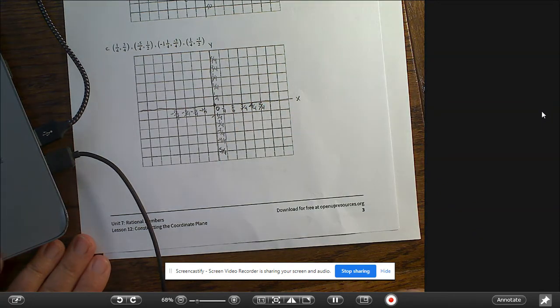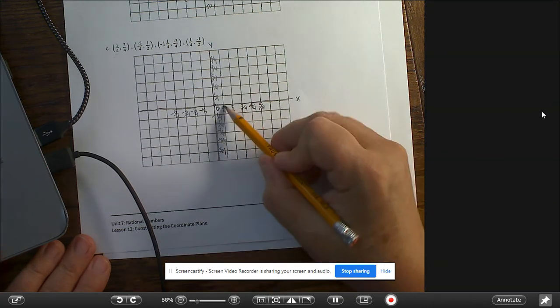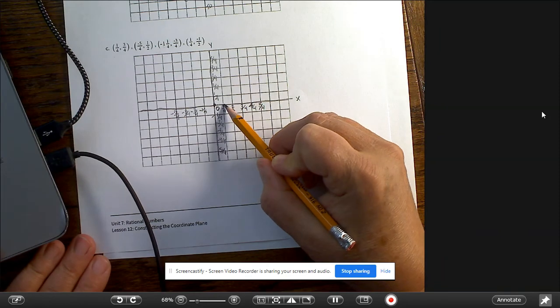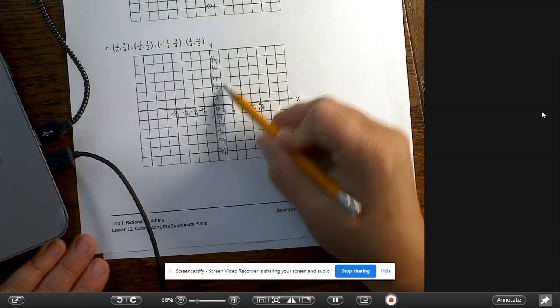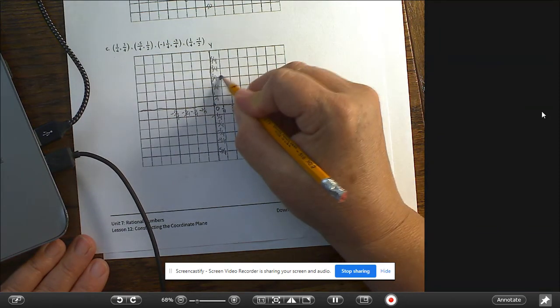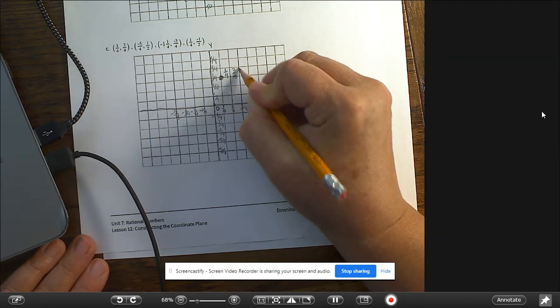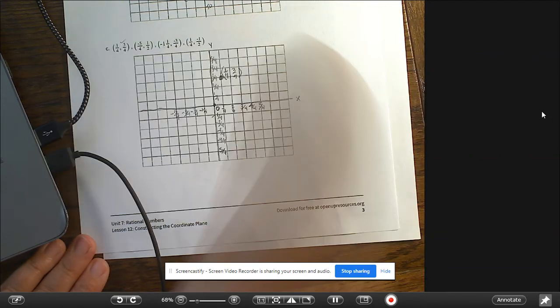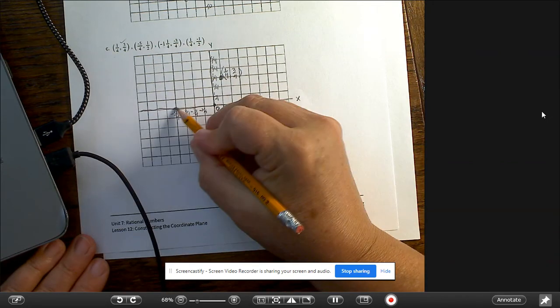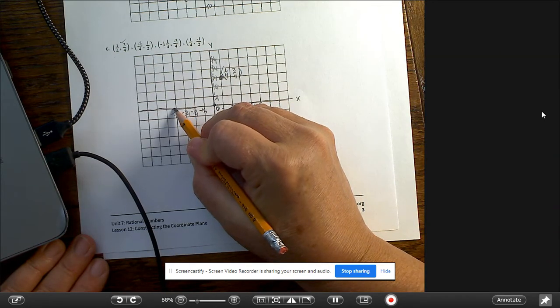Okay, now we're going to plot the points. So I have 1/4, a +1/4, and a +3/4 is going to be here. And that's 1/4, 3/4. Okay, then I have a -5/4, which is here, and a +1/2, which is 2/4.